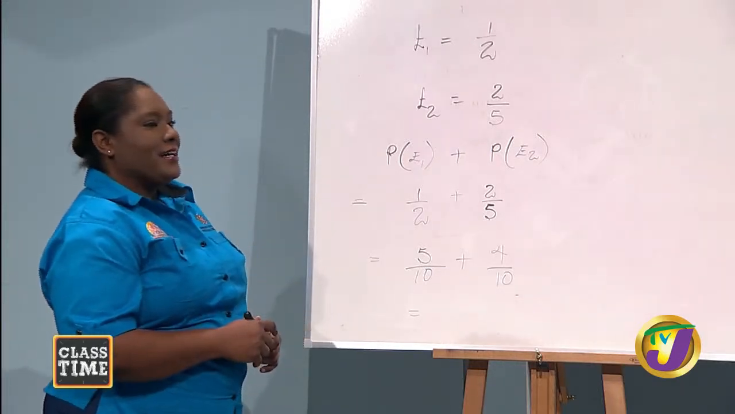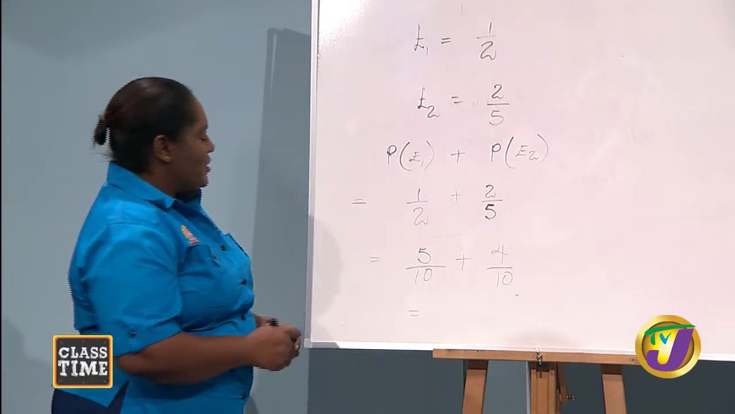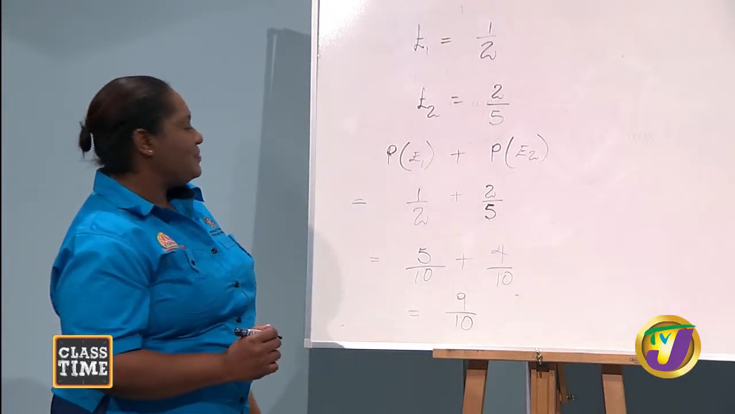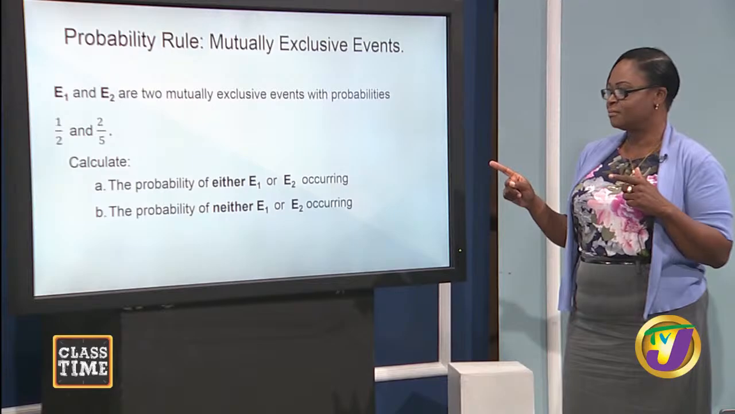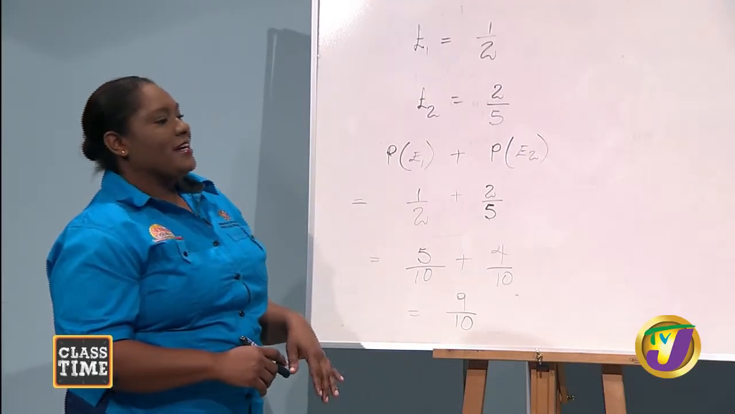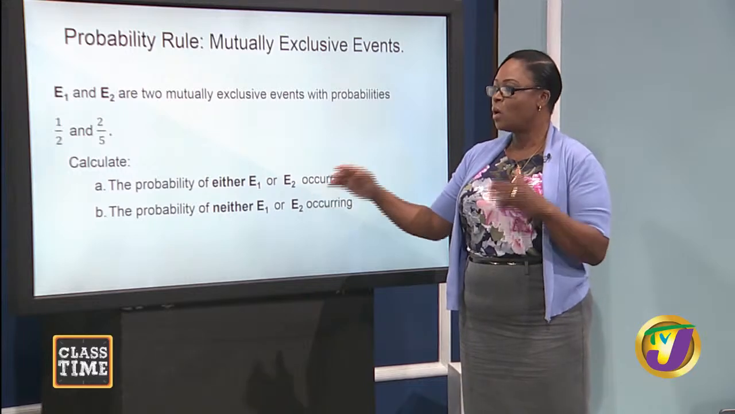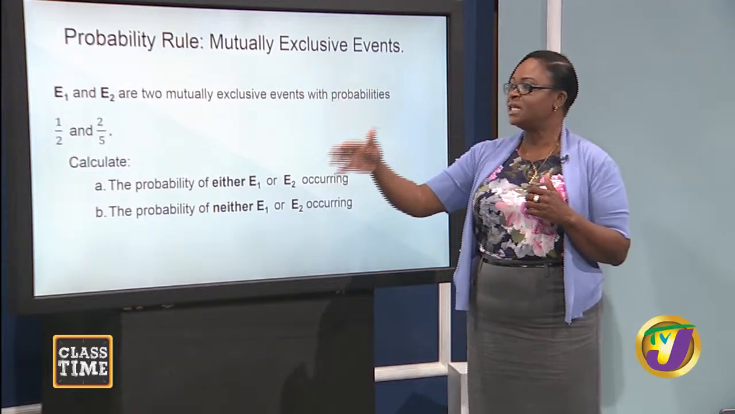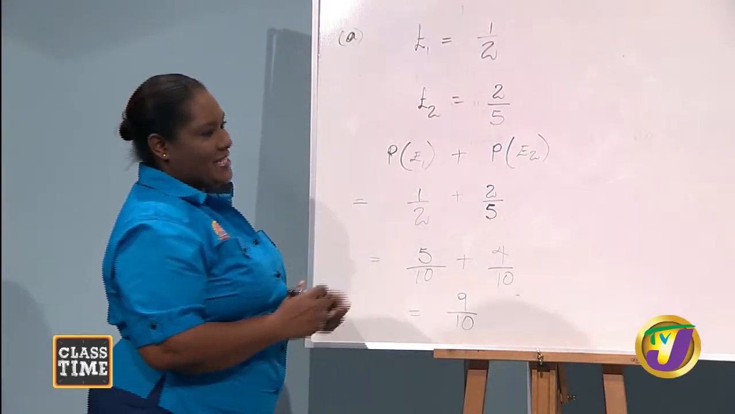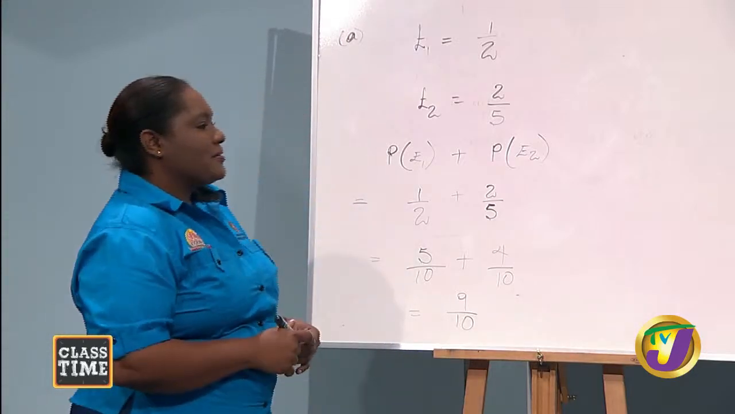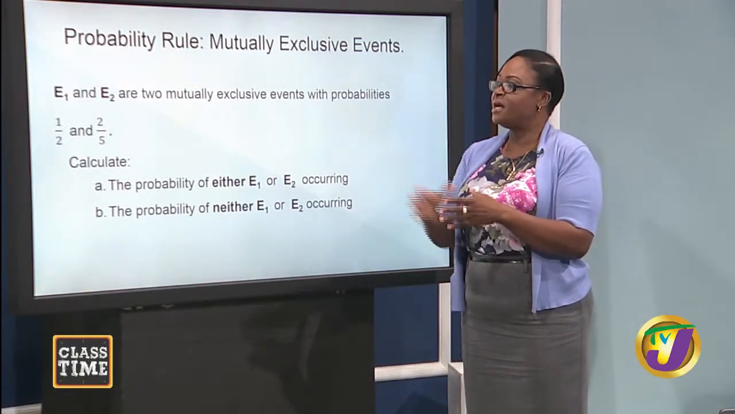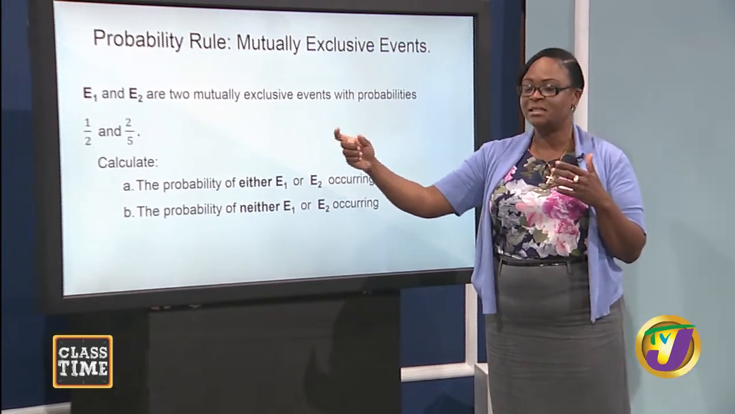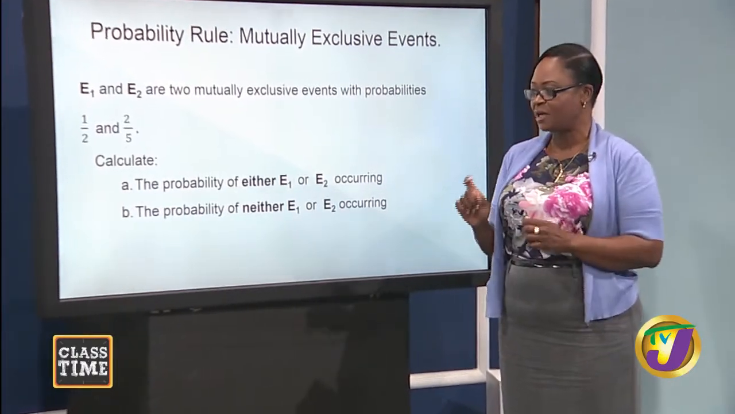Now that we have a common denominator, we can just go ahead and add the numerators. 9/10. Therefore, are we finished? We are finished with part A of the question. So the probability of either event 1 or event 2 occurring is 9/10. Using the probability rule, the probability of event A added to the probability of event B. In this case, however, the probabilities were given to us and we had fractions with unlike denominators, and so we had to find the equivalent fraction.